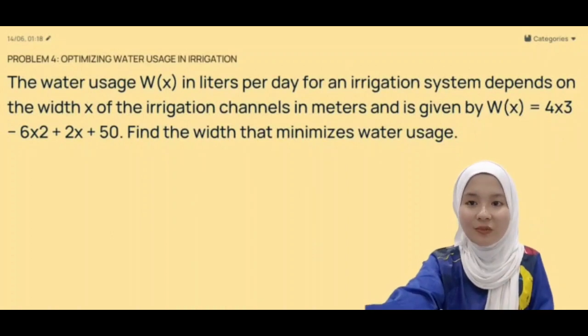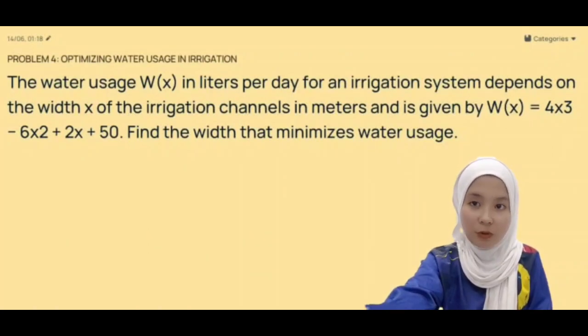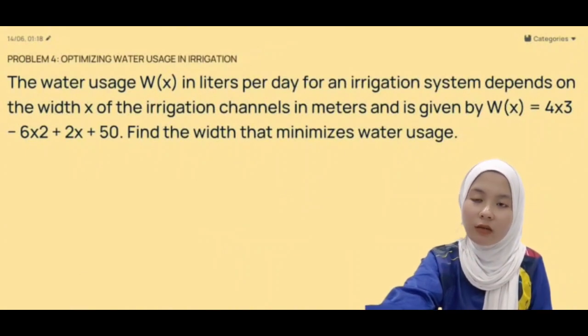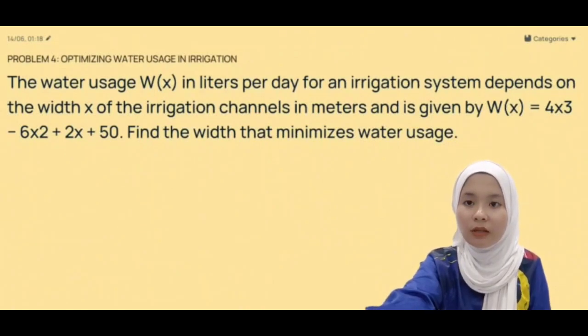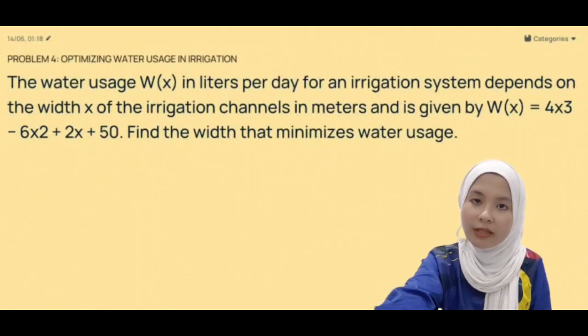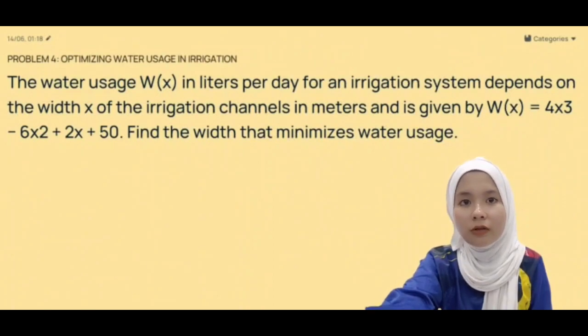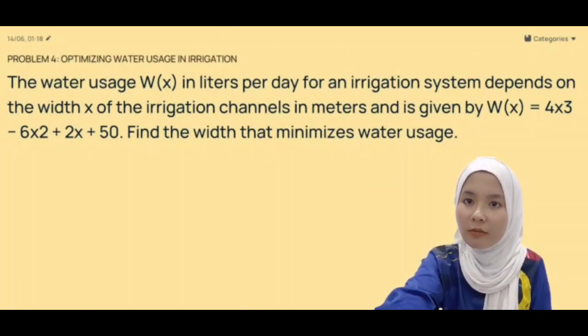Hi, so this is going to be the last problem for our group. So the fourth problem, which is the last problem, is about optimizing water usage in irrigation. So the problem is the water usage W(x) in liters per day for an irrigation system depends on the width x of the irrigation channels in meters and is given by W(x) equals 4x³ minus 6x² plus 2x plus 50, and the problem is to find the width that minimizes water usage.